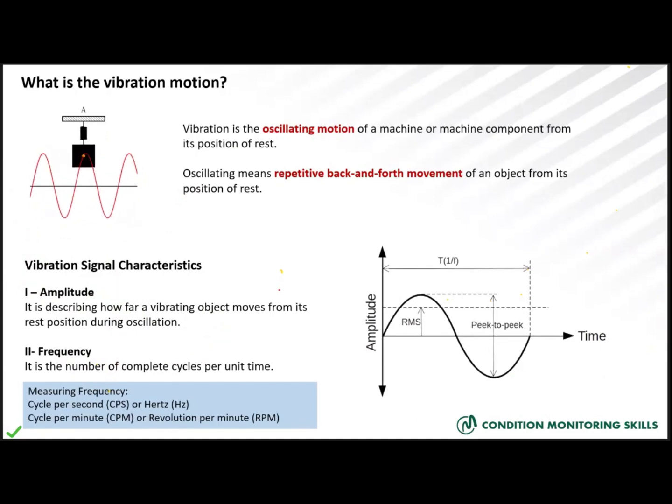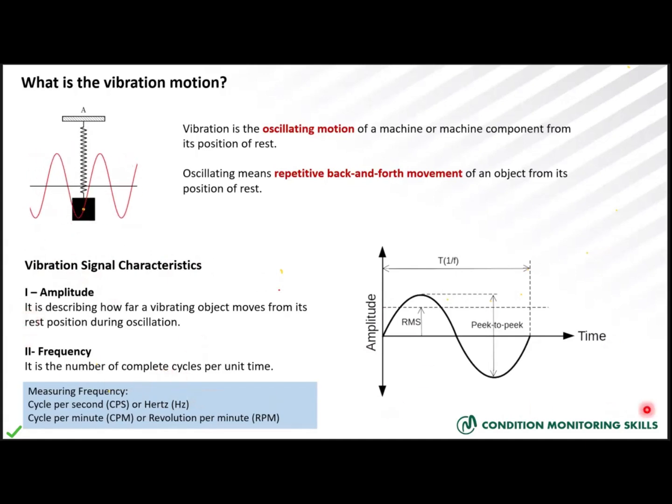So what is the meaning of amplitude? Amplitude tells us how far and strong, or how intense, the vibration is. This is amplitude. It describes how far a vibrating object moves from its rest position during this oscillation motion or vibration motion. Okay? So what is the frequency?